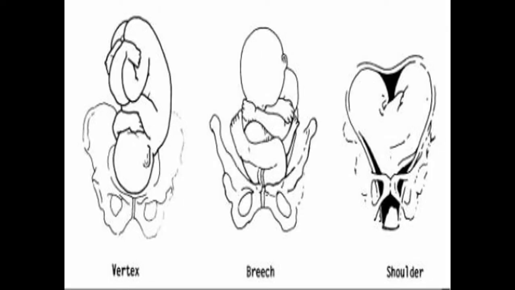To know the position of the fetal head in the abdomen, we should know many terms. The first term is attitude. Attitude means the relation of the fetal parts to each other. The baby is in an attitude of complete flexion. It means that every joint in the baby is flexed.